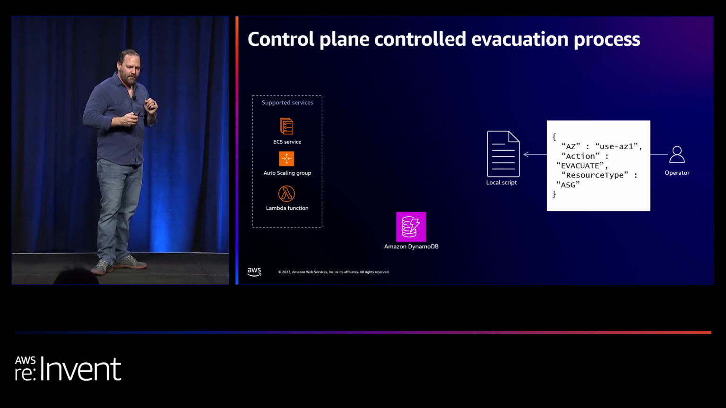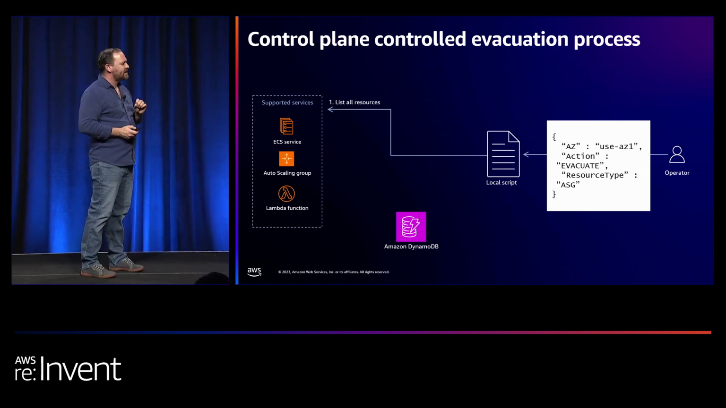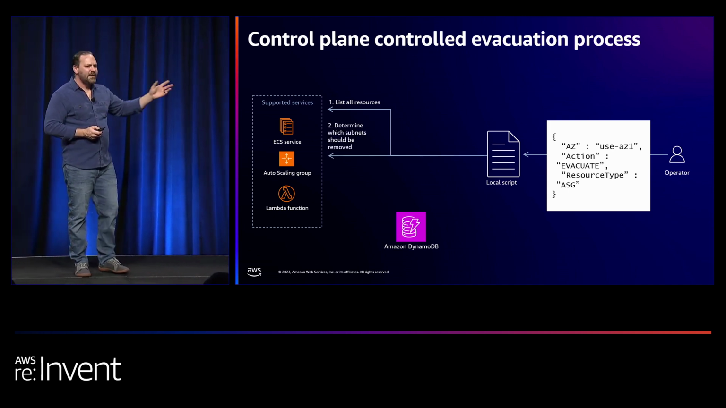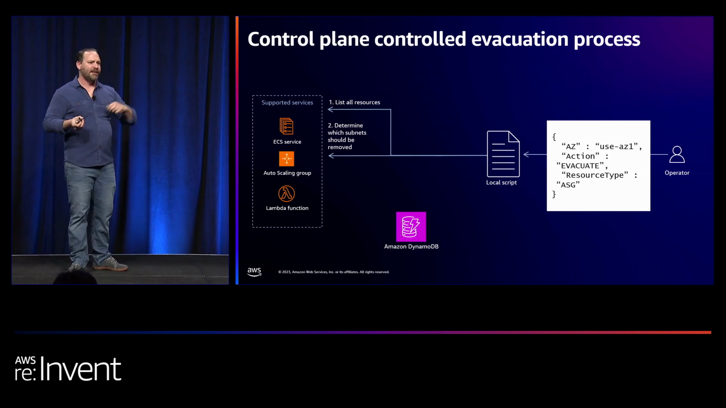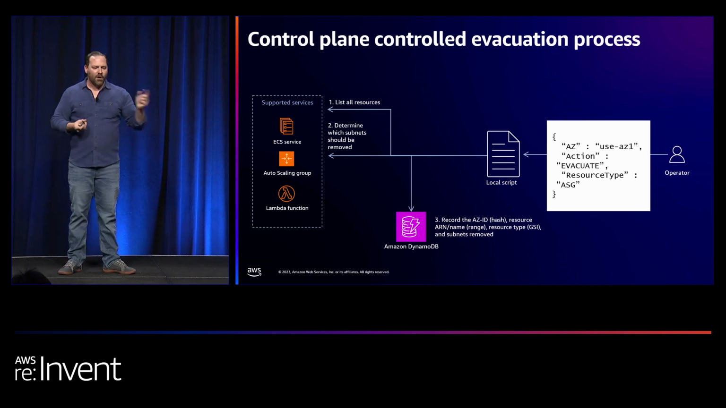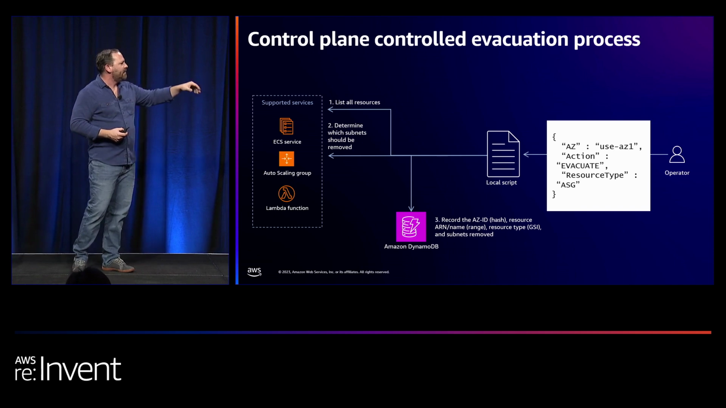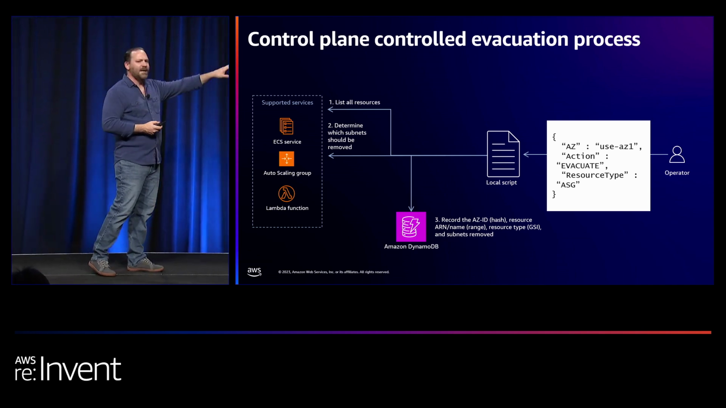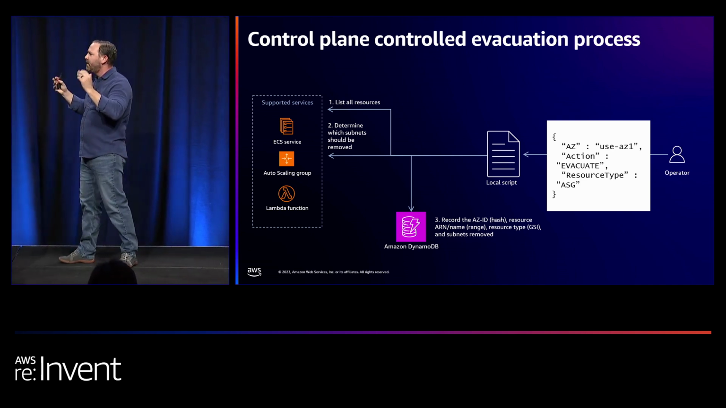So I've got an operator here that's going to run this script. What the script's generally going to do is list all the resources of the type that I've specified. In this case, an auto-scaling group. I'm going to determine which subnets need to be removed from its network configuration by comparing the subnet's availability zone ID to the AZ ID provided in the script. I'm going to record the availability zone ID, and then the resource name or its ARN, and which subnets I removed in a Dynamo table. Could be a Dynamo table, could be something else. Could be a local file, CSV, whatever.